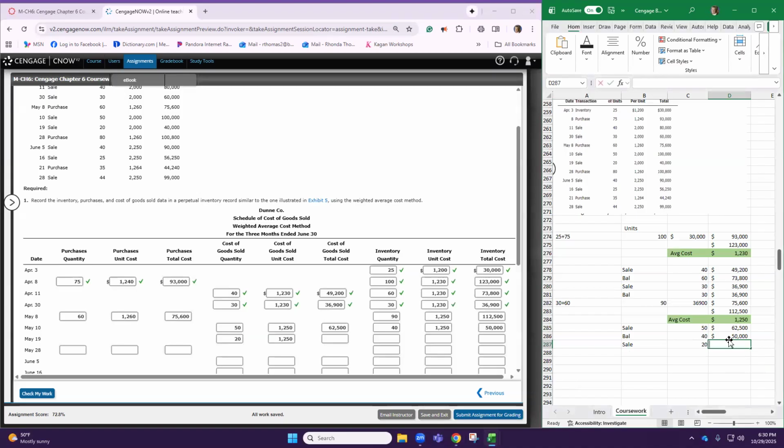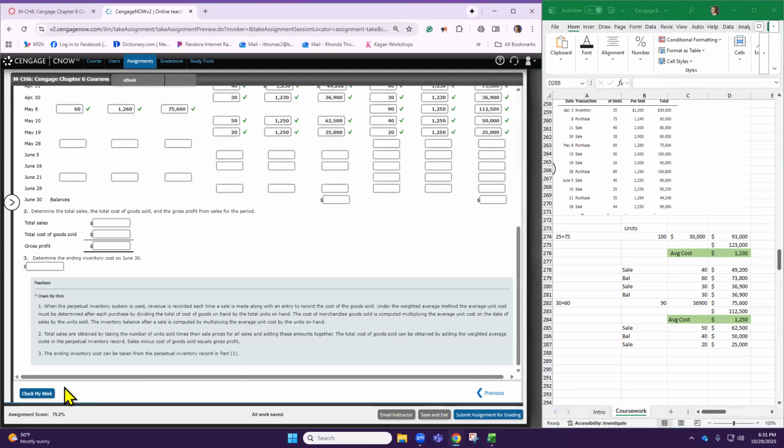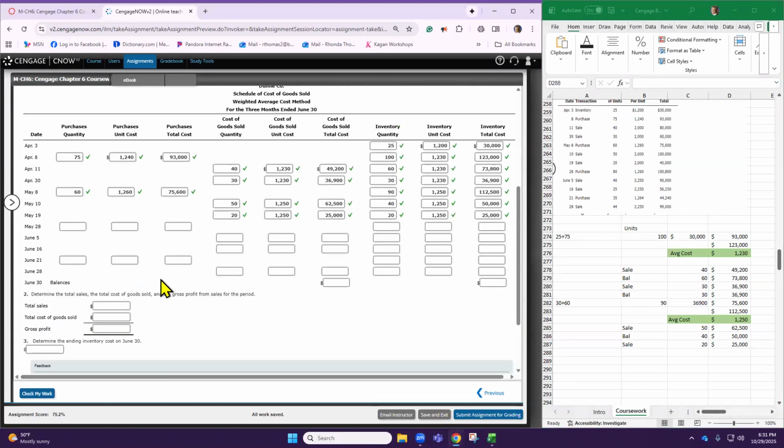So now we need a total cost. 20 items times the new average cost is $25,000. That leaves 20 at a $12.50 cost. So that leaves a $25,000 balance. Let's check our work before we go any further. Yep. Now we want a balance. Balance is 20 items, equals 40 minus 20.